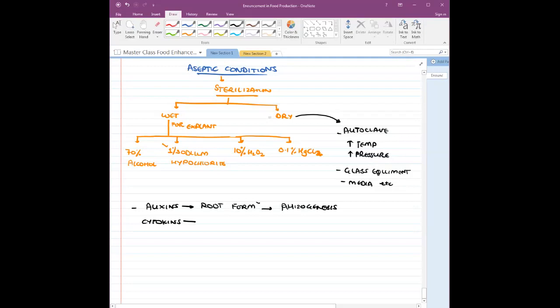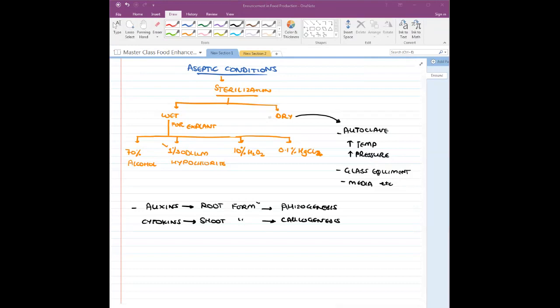Second thing, we have cytokinins. Cytokinins are going to be for your shoot formation. And what is this called? This is called caulogenesis. So rhizogenesis and caulogenesis.